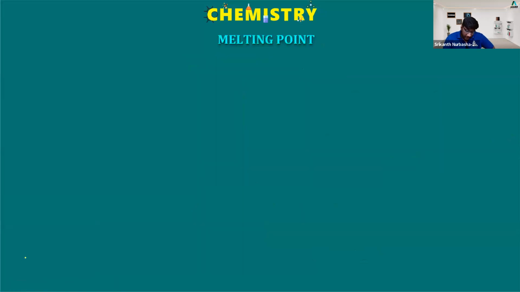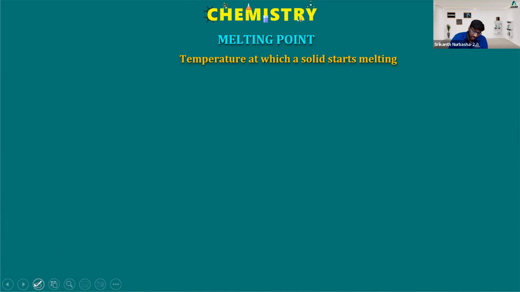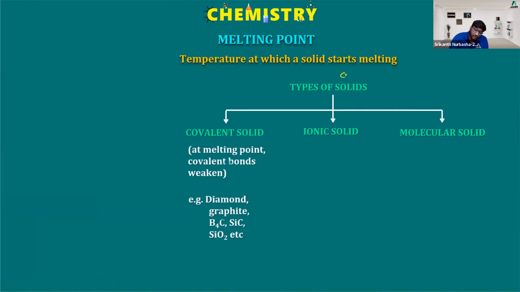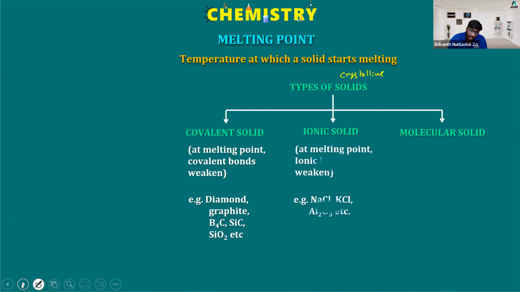And then the last point which you can think of is melting point. Melting point means the temperature at which a solid starts melting. How many types of solids are there? Crystalline solids are classified into four types: covalent solids, ionic solids, metallic solids and molecular solids. Types of crystalline solids: covalent solid, ionic solid, molecular solids, and we also have metallic, which was not given here.